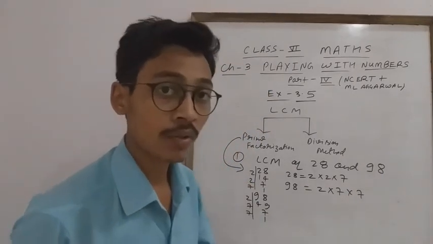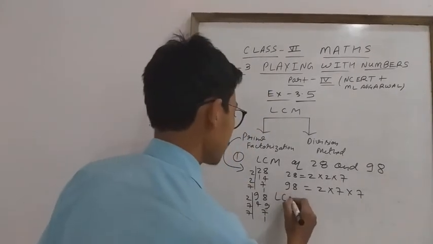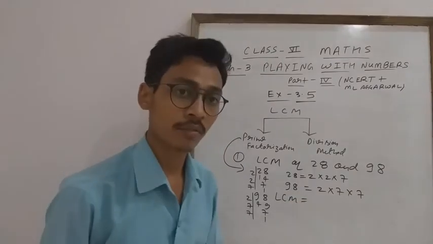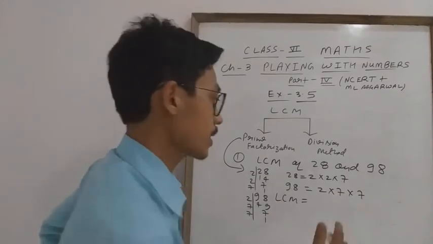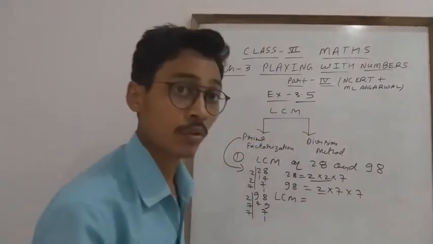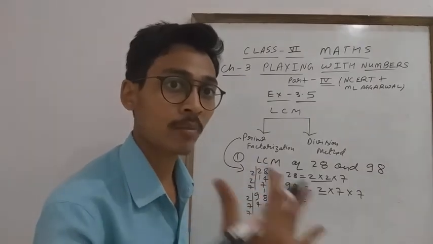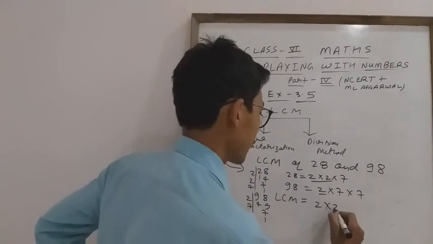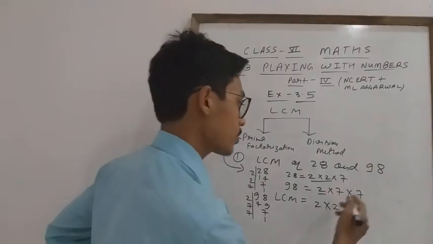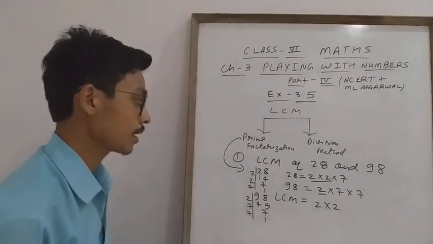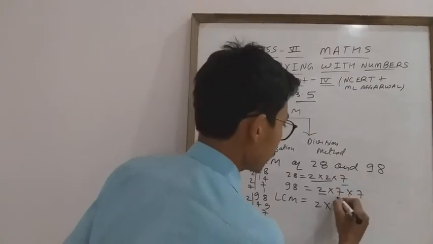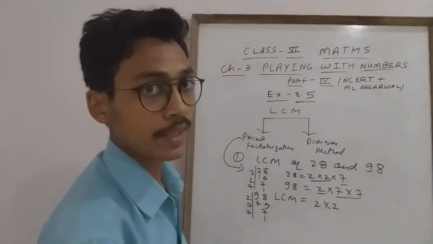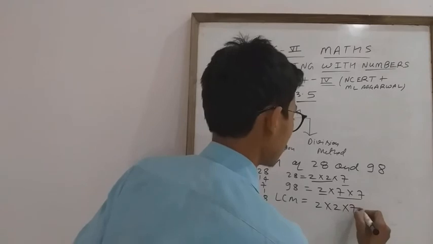Okay, in this method how will you apply LCM? See, for LCM you have to write the numbers that are coming, like 2 and 7, the maximum number of times. 2 is coming here 2 times, and here 1 time. So you will write 2 two times, because maximum is 2. 7 is coming 1 time here and 2 times here. So the maximum is 2 times. So here you will write 7 two times.